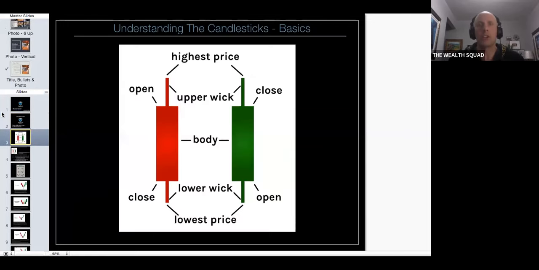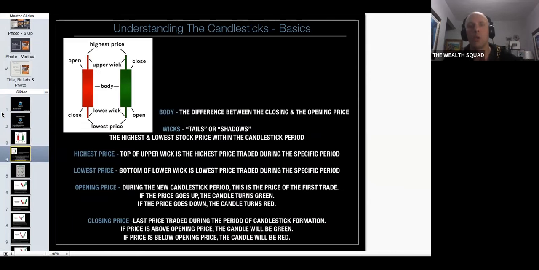So understanding the candlesticks, the basics, right? This is the appearance of it, and it basically has six parts. You've got your highest price, your lowest price, your upper wick, your lower wick, your close and your open, and then you've got the body of the wicks themselves, right? So what does each of those mean? What does that signify? So the body, the bearish candles here, the bullish candles here.